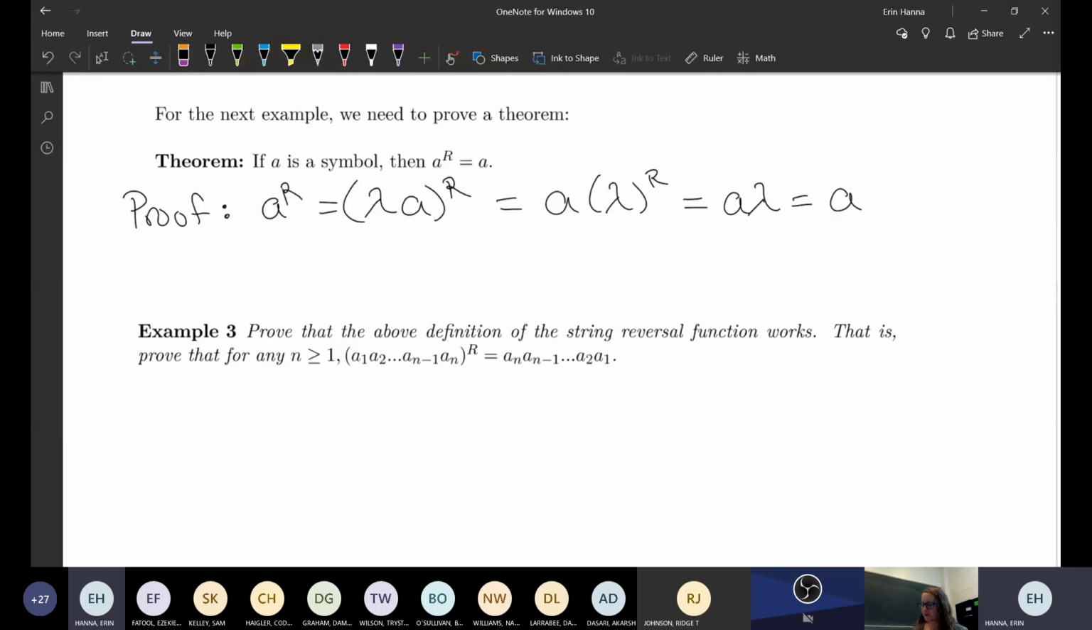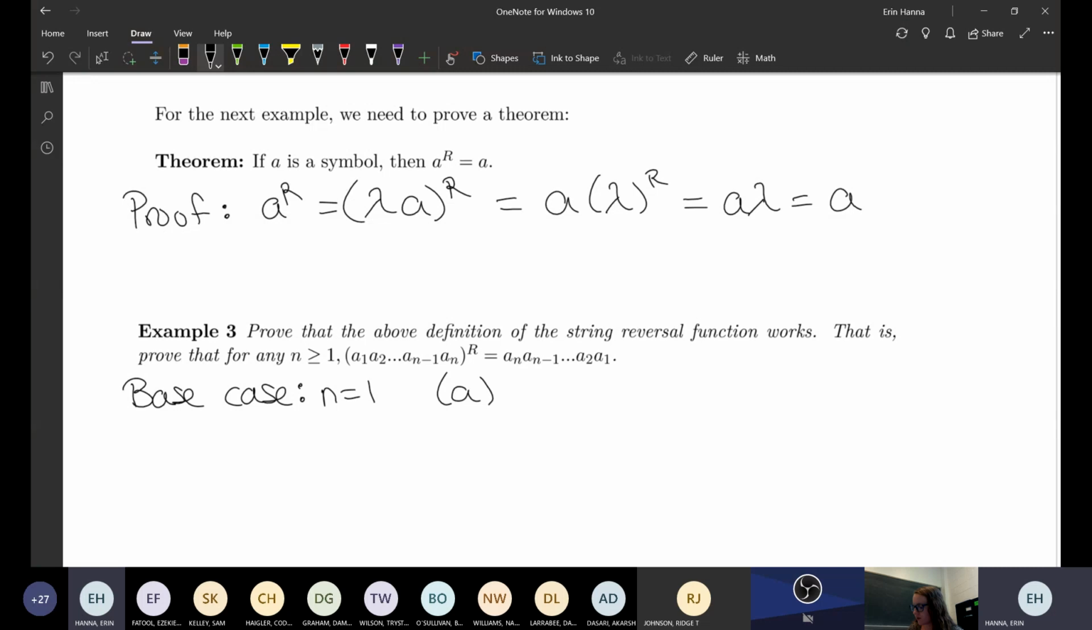That is, we're going to prove for any n greater than or equal to 1 that the reversal is essentially exactly what we think it is: it's just the string written in the opposite order. If we want to do this, we have to do it by induction because we're proving it for all n. So we've got to start with our base case. You start with n equals 1. Now n here is essentially the amount of symbols, so if n equals 1, we're only looking at one symbol.